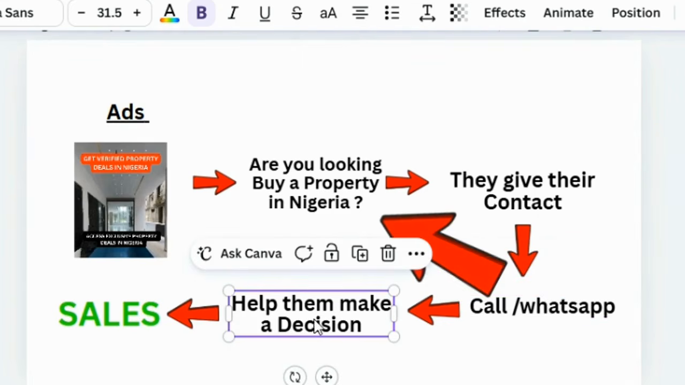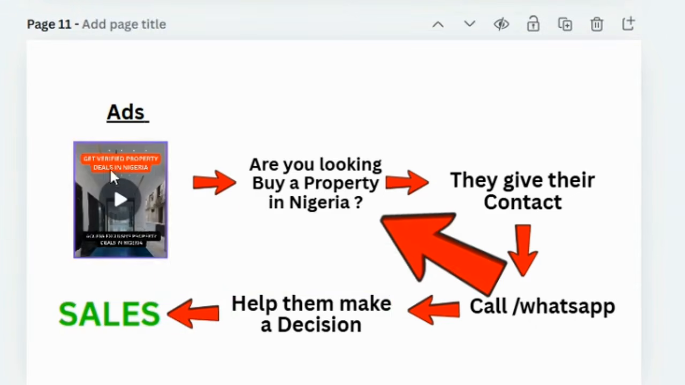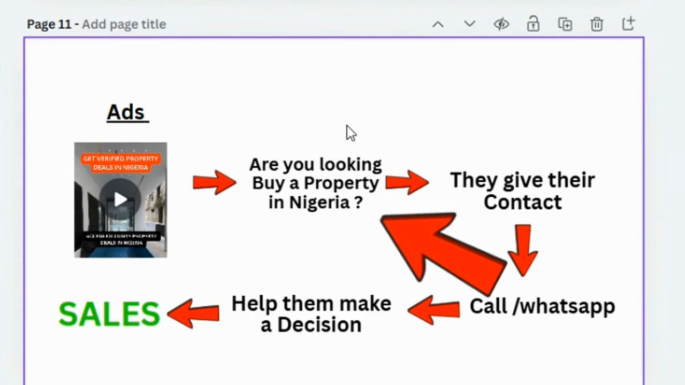This is where you help them make a decision, and that leads to sales. So you can see the process here. Doing this gives us a lot of people to call and talk to. With this, we can have 20 to 50 diaspora leads, or 200 leads that we will be talking to.